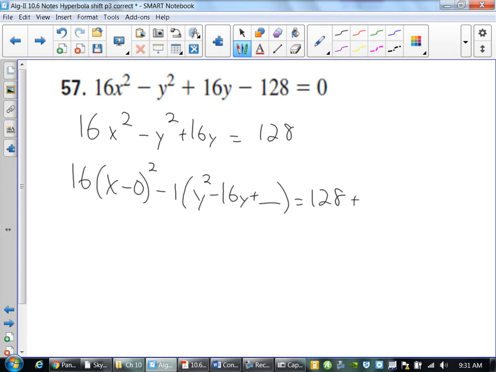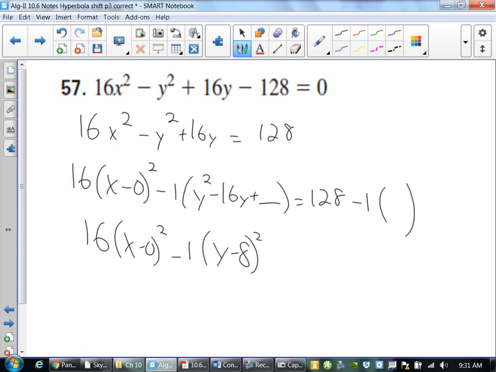Now, in essence, I could do a 16 times 0 here, but I know that there's no h value. I don't have to worry about it. I don't have to put anything on the other side. So I'm just going to do a minus 1 times something for the k value. Half of the negative 16 is negative 8. So I have 16 times x minus 0 quantity squared minus 1 times y minus 8 quantity squared. When I square it, I'm going to add 64, which means the right-hand side is going to equal 64.